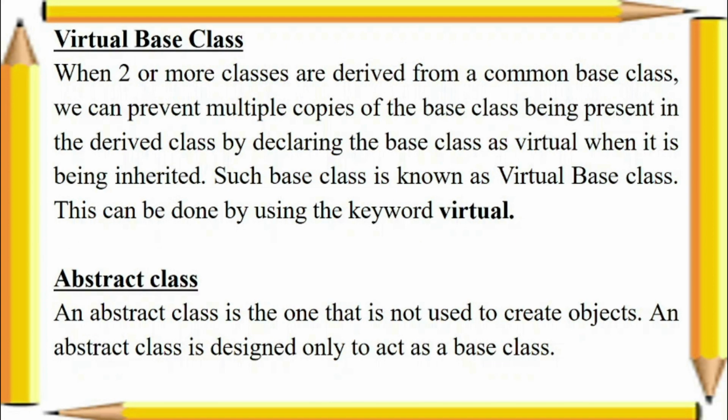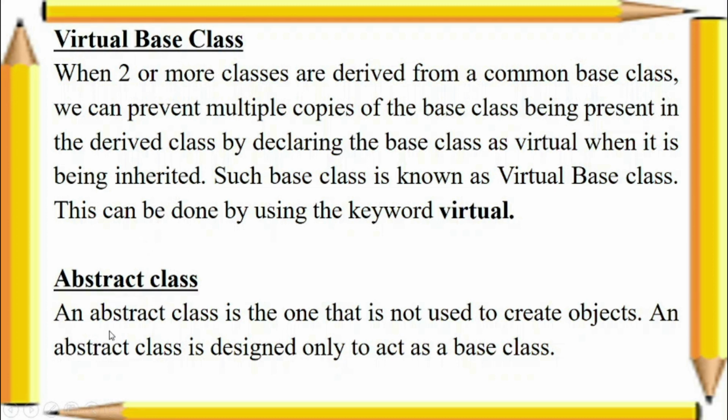Okay. The next topic is virtual base class. When two or more classes are derived from a common base class, which concept is there? It is hierarchical inheritance. So when two or more classes are deriving from a common base class, we can prevent multiple copies of the base class being present in the derived class by declaring the base class as virtual when it is being inherited. Such a base class is known as a virtual base class, and this can be done using the keyword virtual. So when two or more derived classes will be inheriting from the same base class, there we can keep the base class as virtual. That concept is known as virtual base class.